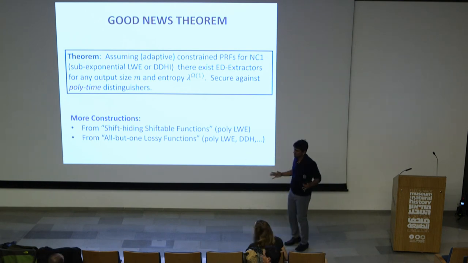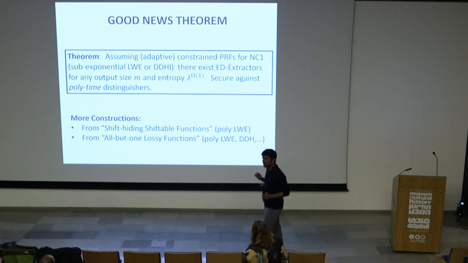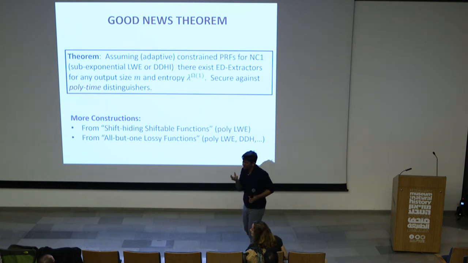Also, are we using the fact that the extractor has a specific form that fits very nicely with the LWE? No. Any extractor. I don't care about which form. So here in the second construction, the shift hiding one, there's a shift function, whatever that means, and that can be arbitrary.